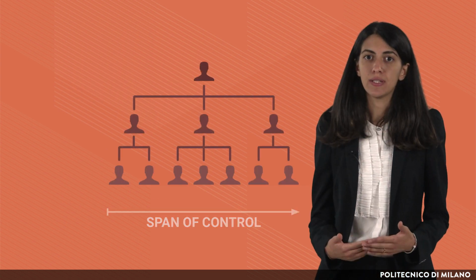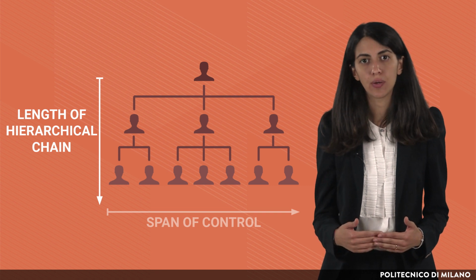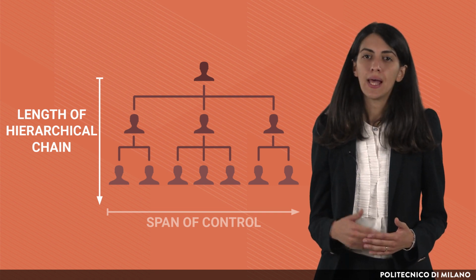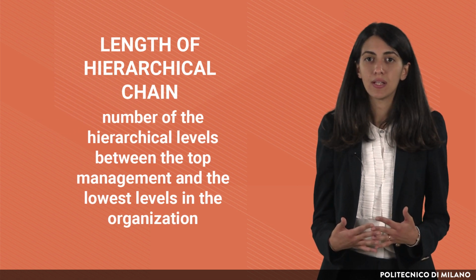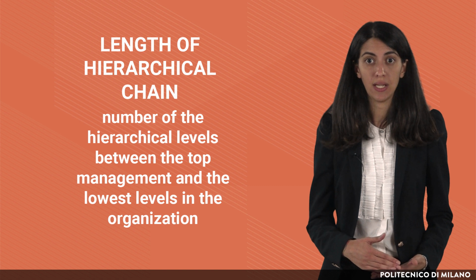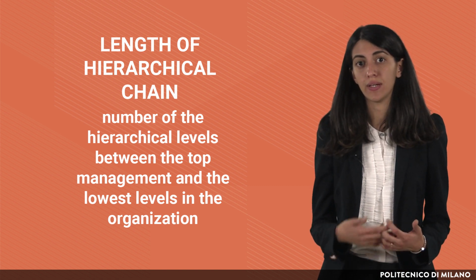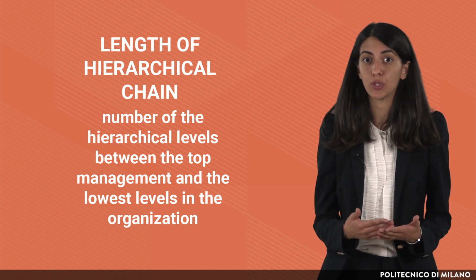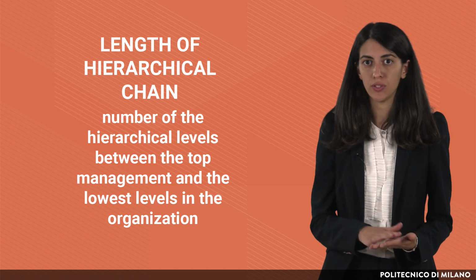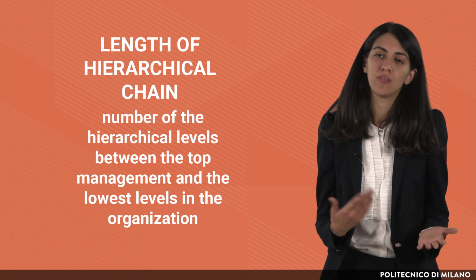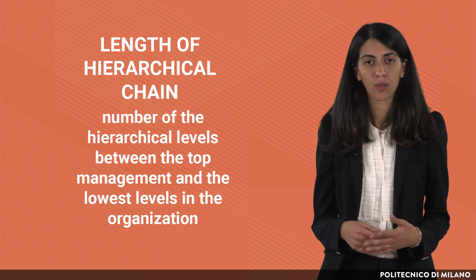The second dimension is the vertical one, and refers to the hierarchical chain, in particular to its length. The length of the hierarchical chain is represented by the number of hierarchical levels between the top management and the lowest level in the organization. Of course, this concept can be applied when the organization is using the principle of unity of command, which assumes that there is just one boss for each person within the organization. You will see in other lectures that we may have organizational structures that deny this principle.